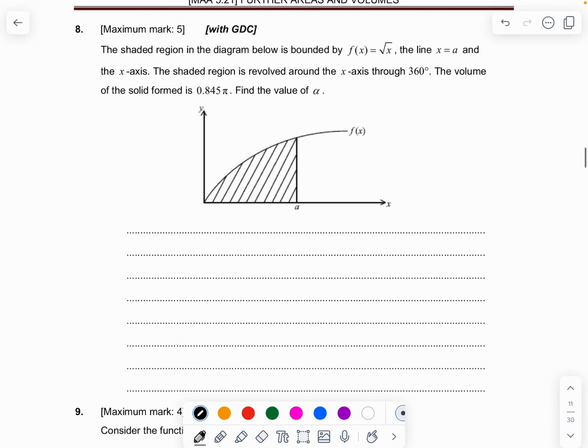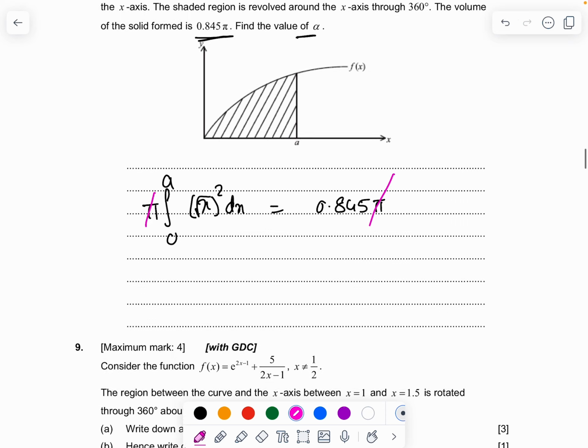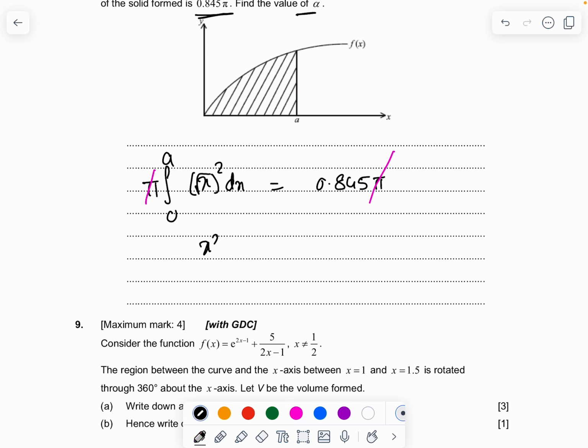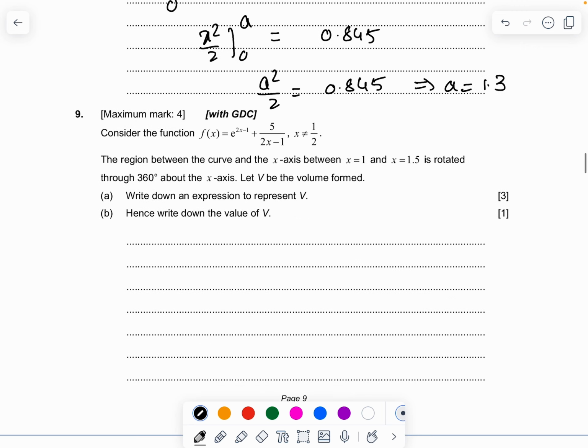Now again find the volume. Its volume is this much. Find the value of a. So pi integral 0 to a of (square root of x) whole square dx equals 0.845 pi. We can see pi and pi get cancelled. Integral of x is nothing but what? x square by 2 from 0 to a equals 0.845. a square upon 2 equals 0.845. This gives the value of a as 1.3.